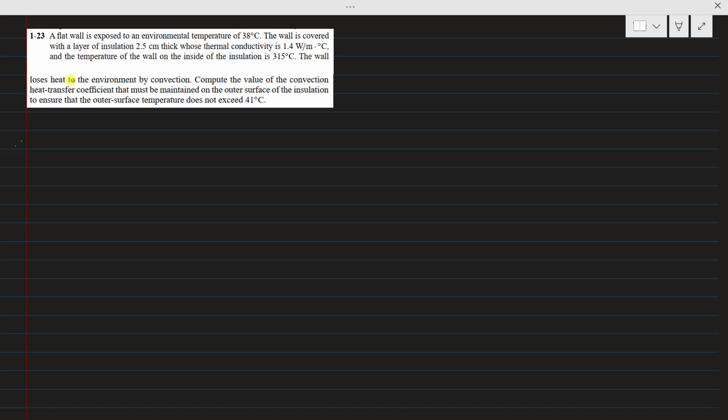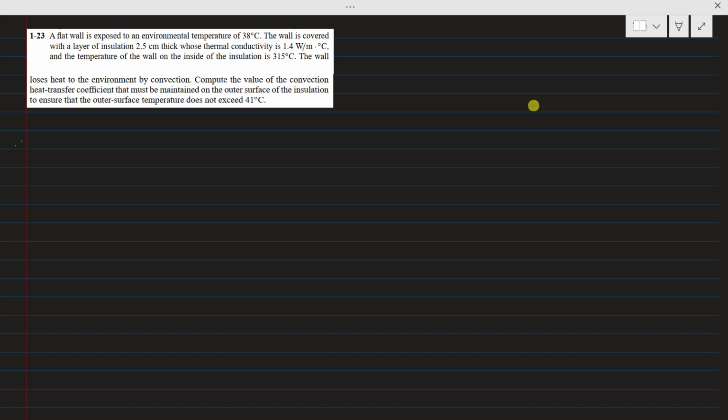The wall loses heat to the environment by convection. Compute the value of the convection heat transfer coefficient that must be maintained on the outer surface of the insulation to ensure that the outer surface temperature does not exceed 41 °C.